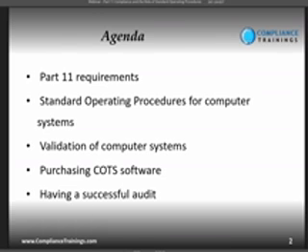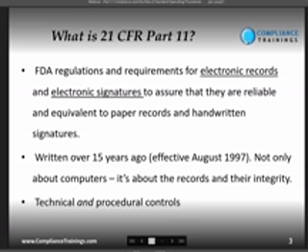And finally, we're going to be talking about what you need to do and what you can expect when you are being audited by either the FDA or a potential client. So we go on to this next slide.